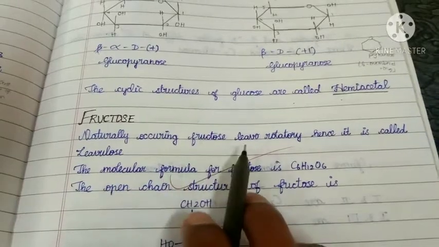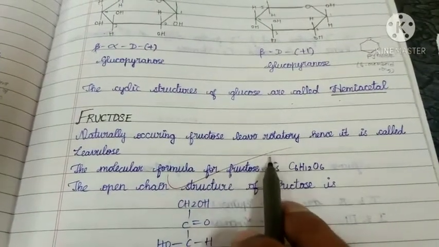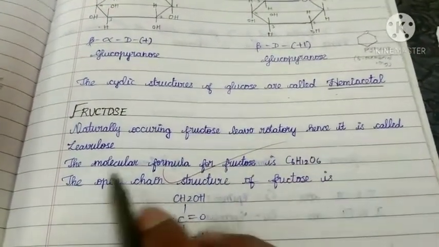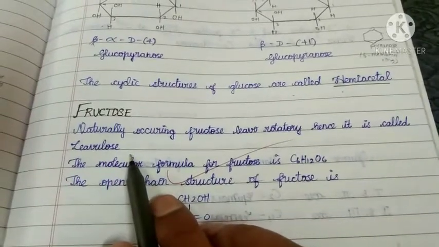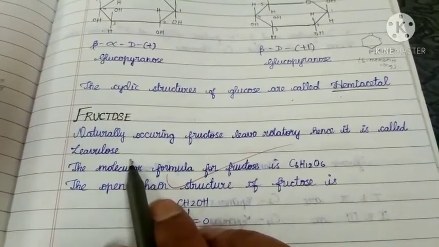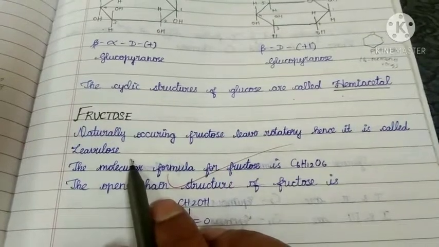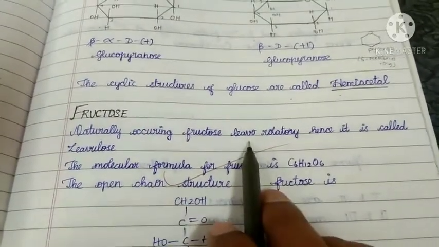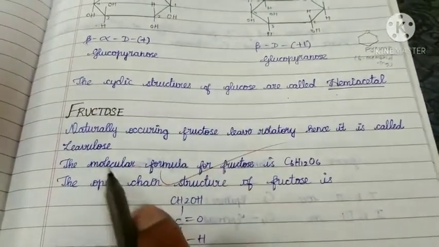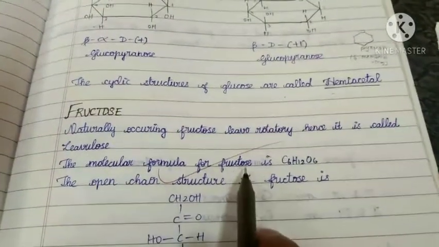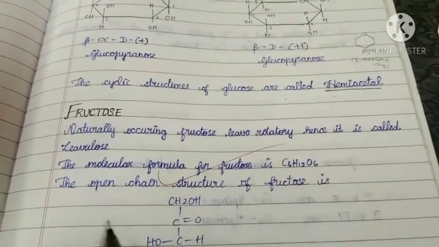Naturally occurring fructose is levorotatory, hence it is called levulose. Glucose is dextrorotatory, that is why it is also called dextrose. Fructose is levorotatory, that is why it is called levulose. Its molecular formula is C6H12O6, like glucose.